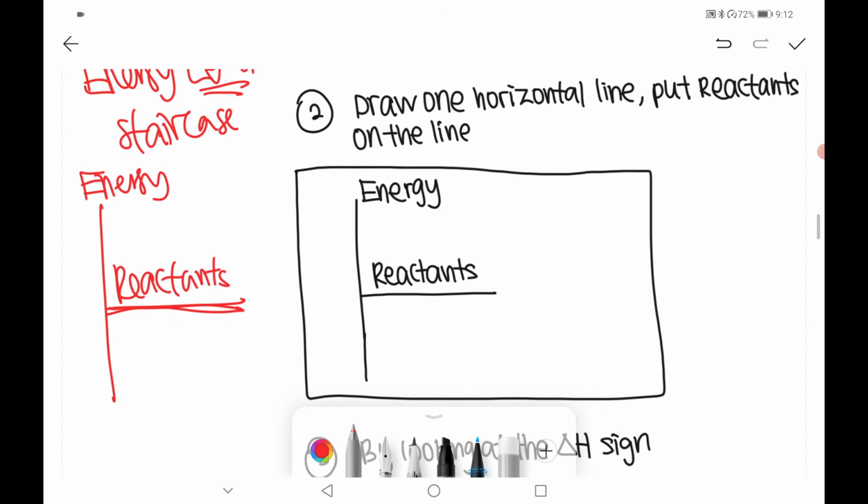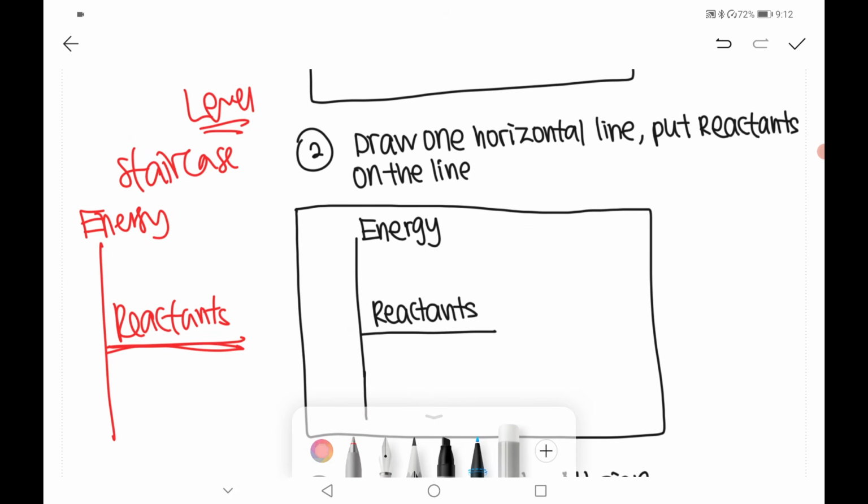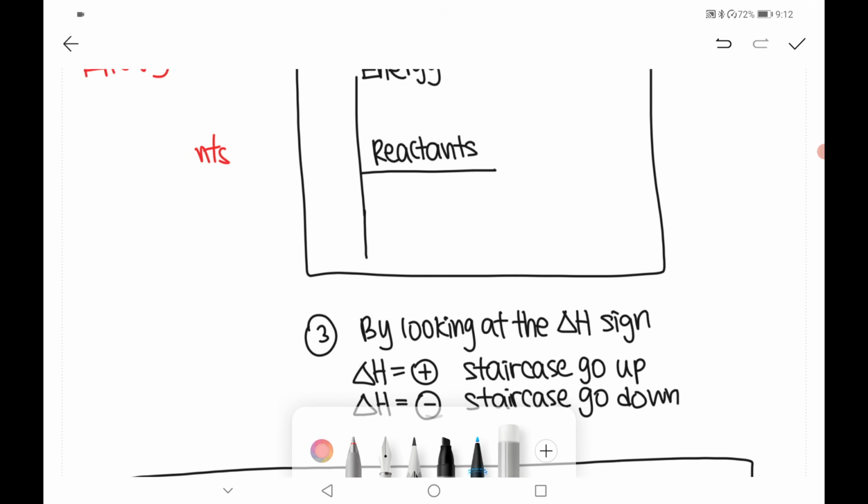Now you have already drawn this one. After you draw this, what is the next thing you should do? The next thing that you should do is this. Let's look at it.